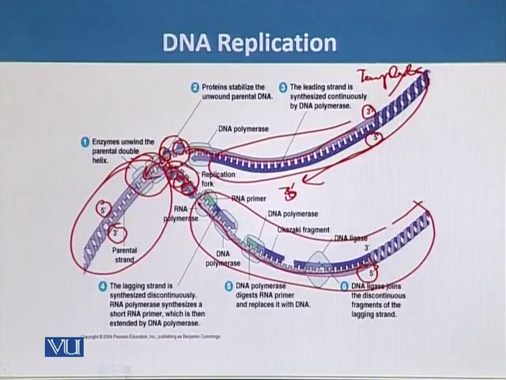So it means that in this strand the replication will be from this direction to this direction. But in the opposite strand, because this is the 5 prime end and this is the 3 prime end, the DNA replication always takes place from 5 prime to 3 prime. So in this strand the replication direction will be from here to here.